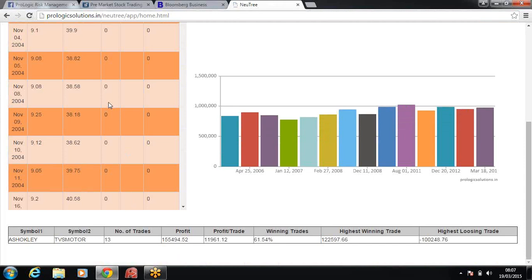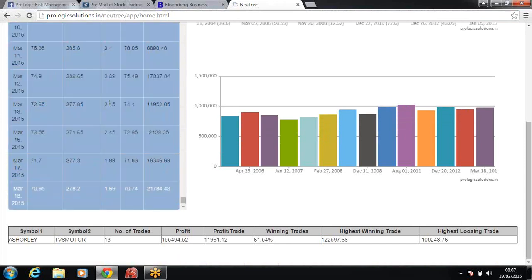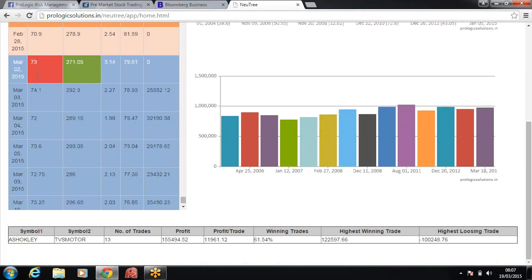So this is Ashok Leyland and TVS Motors. So this is in a good profit. We gave a call on March 2nd. We short Ashok Leyland here and bought TVS Motors. 3.14 is the Z-score. So you can just check once it comes to nearly 1, we should exit one lot, and that's a very good profit.